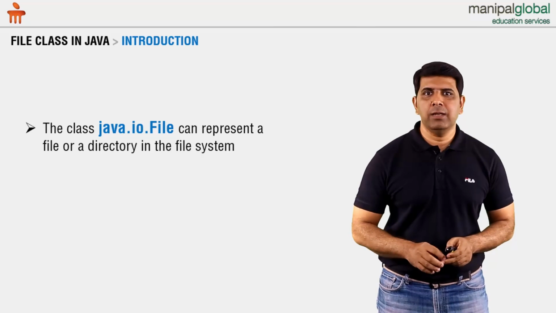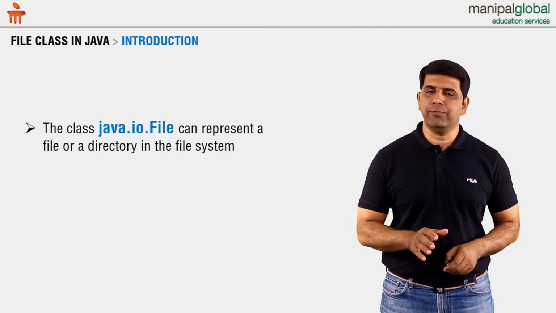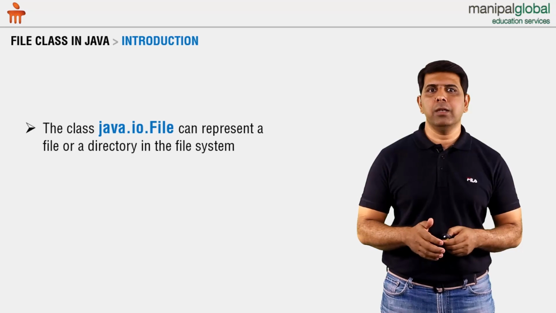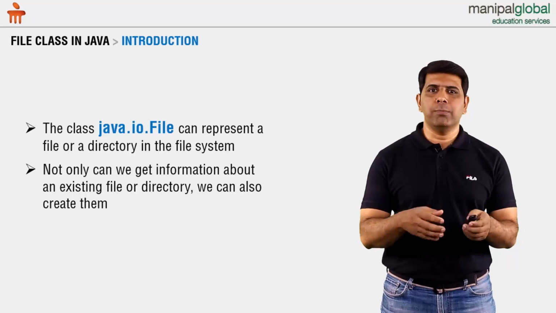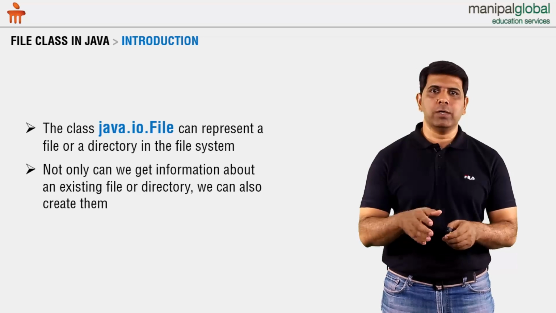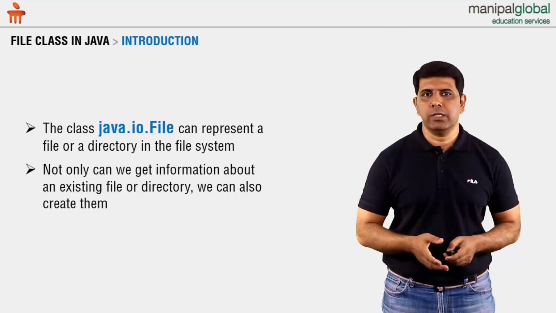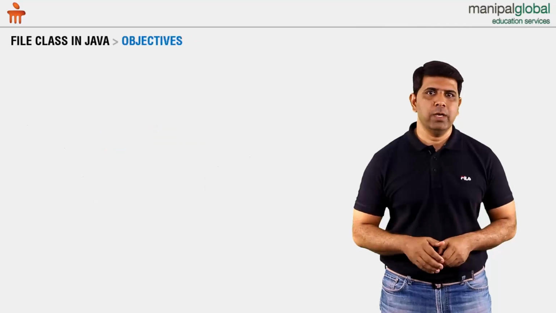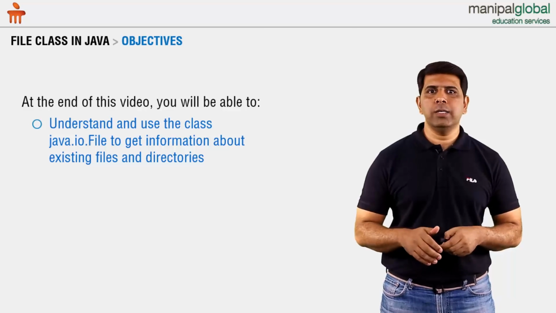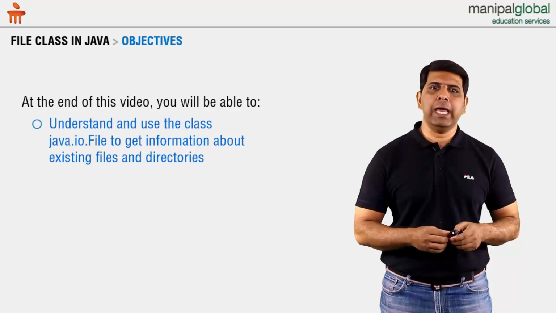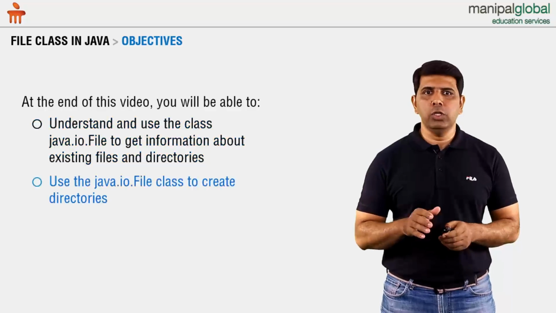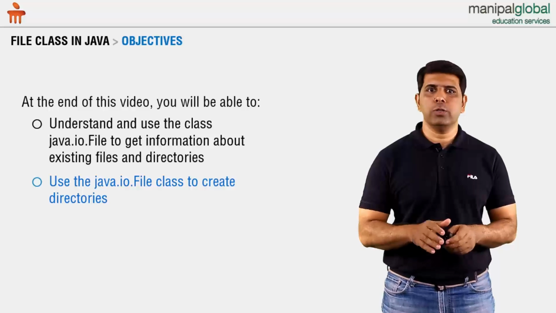Hello and welcome to this lecture on the File class in Java. The class java.io.File represents a file or a directory in the file system. This means I can get a lot of information about the files or the directories, such as how many subfolders are there, how many files are there, what they are, as well as creating directories also is possible with this API. At the end of this video, you should be able to understand and use the class java.io.File to get information about the existing files and directories and use the java.io.File class to create directories.